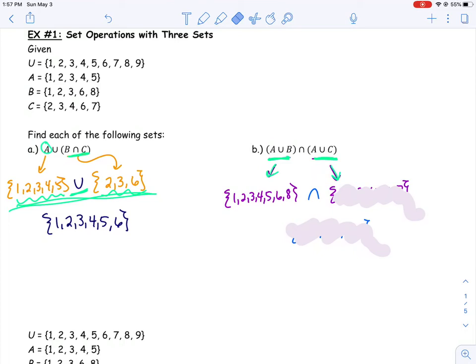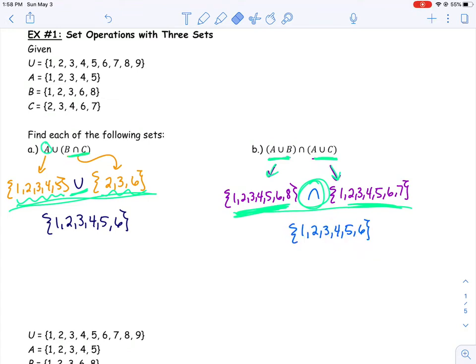For the union of A and B, I got the numbers 1, 2, 3, 4, 5, 6, and 8. For the union of A and C, I got the numbers 1, 2, 3, 4, 5, 6, and 7. Now we can put these 2 new sets together and find their intersection. So what elements are in this set and in this set? I got the numbers 1, 2, 3, 4, 5, 6. Did you? All right, make sure that you're careful, make sure that you're organized so you don't miss anything.